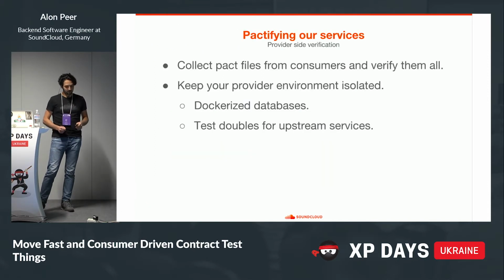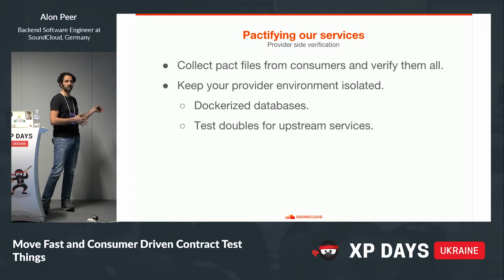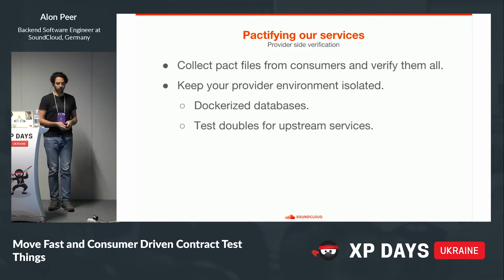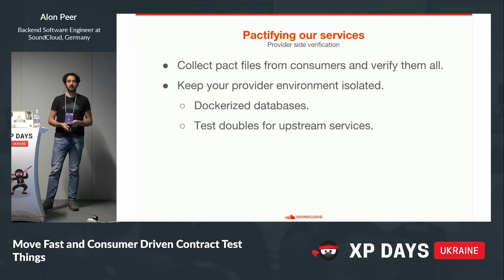So on the consumer side, we're done. We have a PACT file, we have tests running locally, and now we can share that file with the provider. And we'll talk about how to share that file in a minute. But what do we do on the provider side with that file? So what we want to do is collect all of those files from all of our consumers, because we'll probably have more than one, and we want to run their verification phase. And again, we'll do that using whatever Pact framework we choose to use on the provider side.